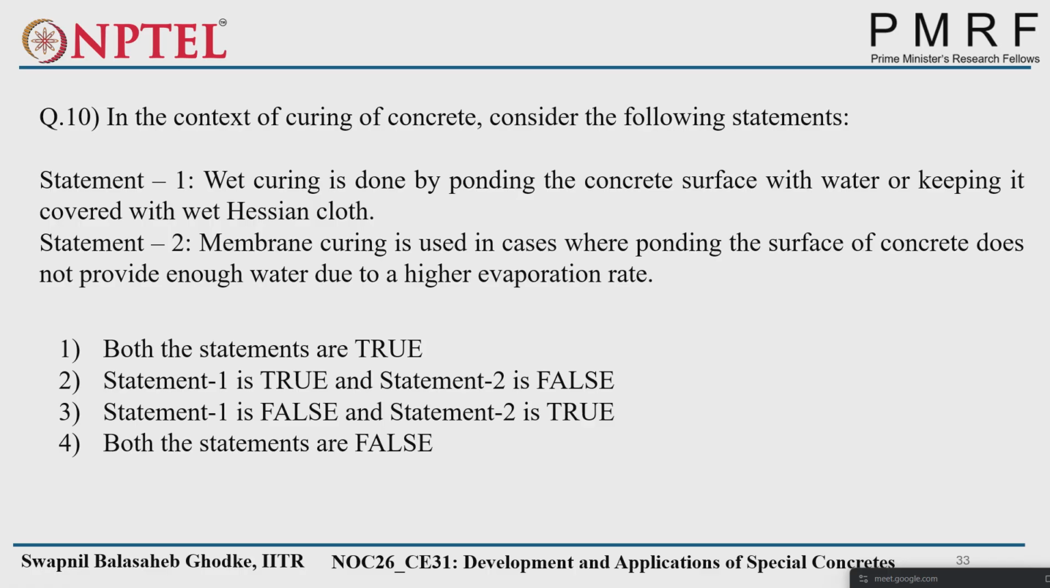So in the context of curing of concrete, consider the following statements. Statement 1: wet curing is done by ponding the concrete surface with water or keeping it covered with wet Hessian cloth. Statement 2: membrane curing is used in cases where ponding the surface of concrete does not provide enough water due to a higher evaporation rate. What will be the answer now? Both statements we saw in the recap itself.